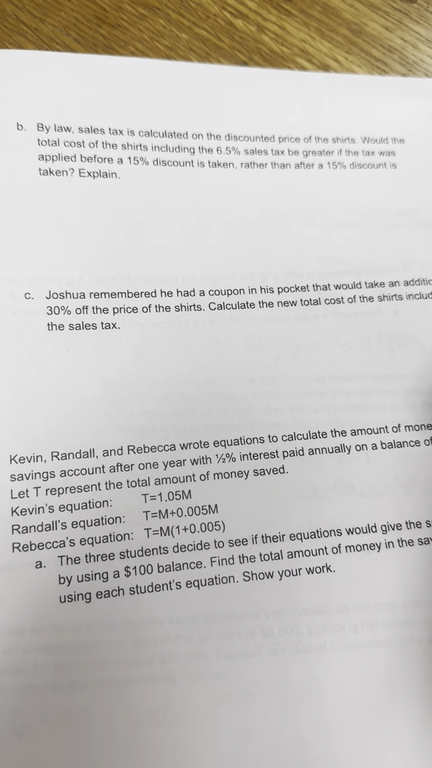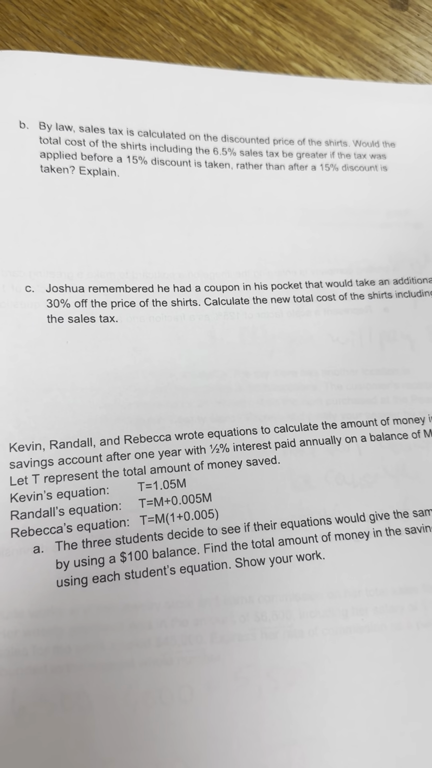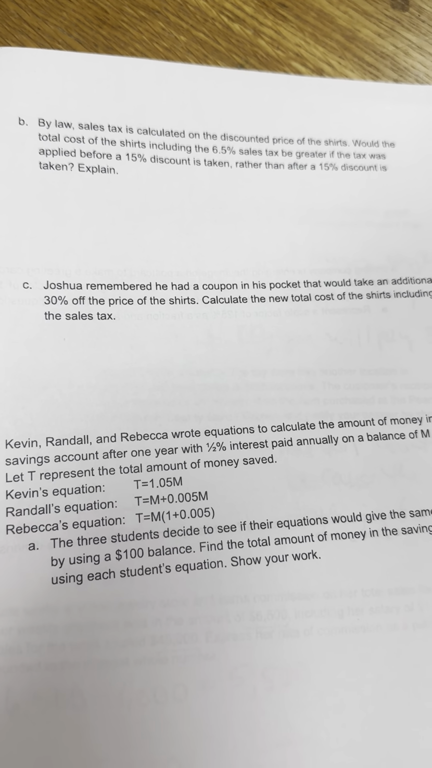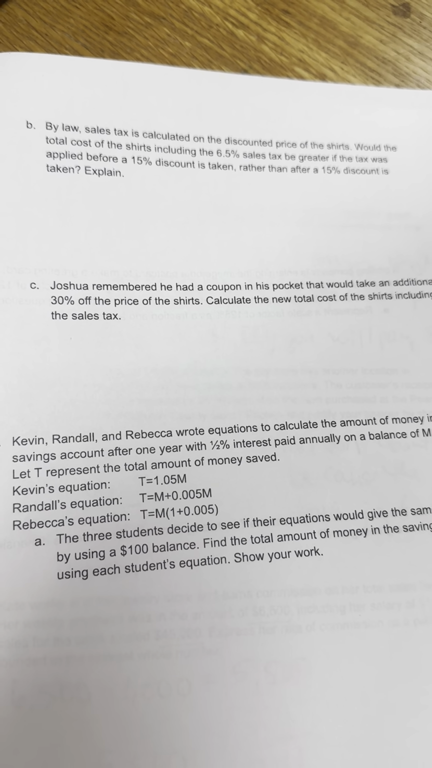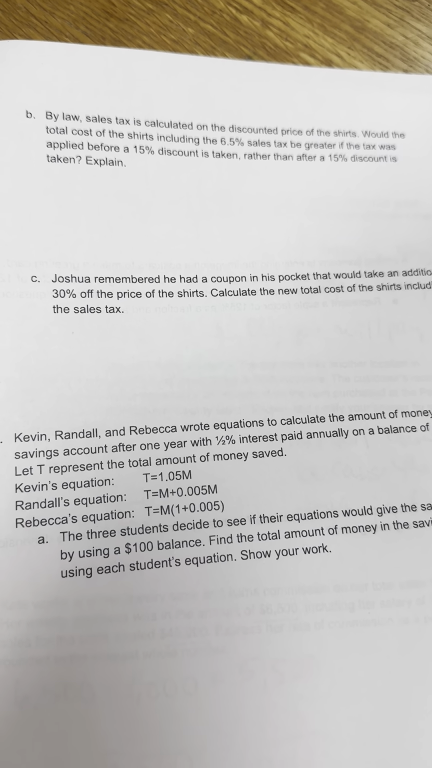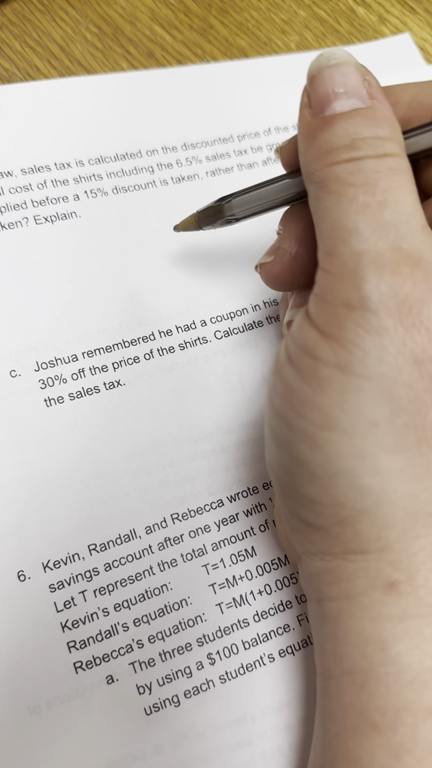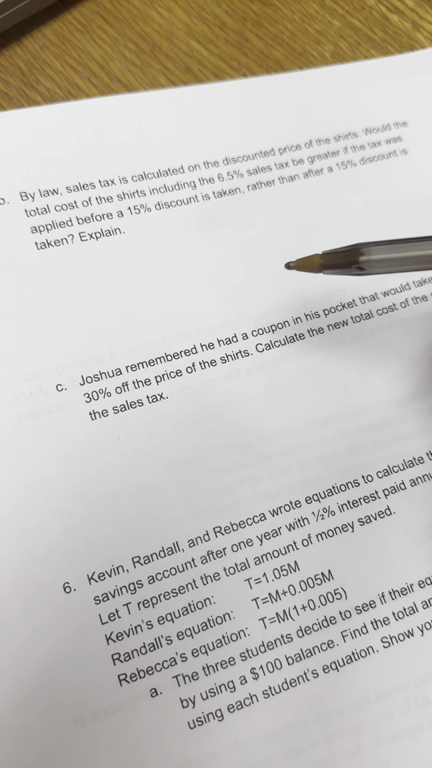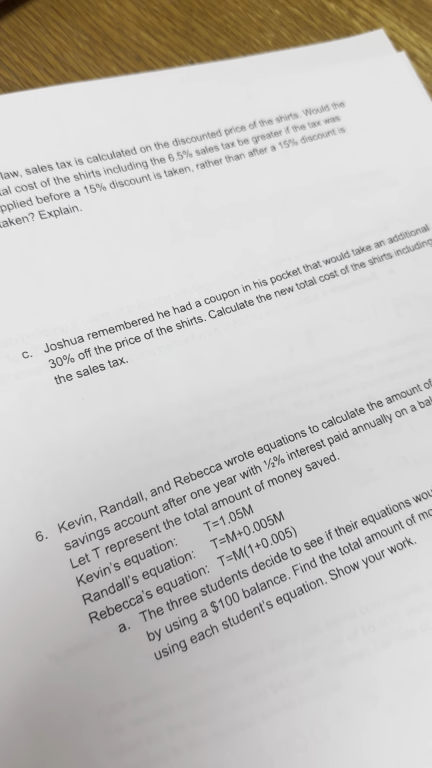By law, sales tax is calculated on the discounted price of the shirts. Would the total cost of the shirts, including the 6.5% sales tax, be greater if the tax was applied before a 15% discount rather than after a 15% discount? Explain why. So if you remember the car example, we paid an extra about $300 for $3,000, I can't remember, for that sales tax on that car.